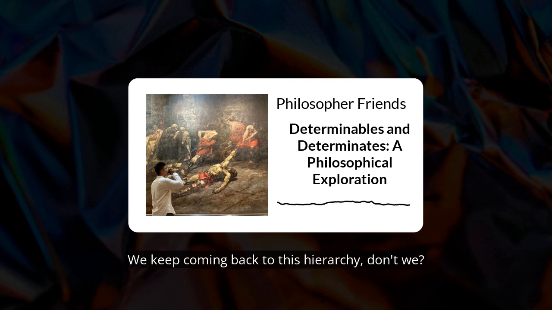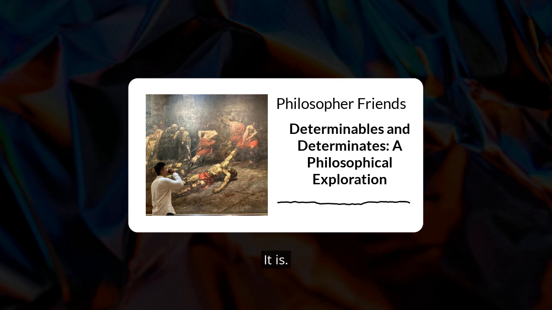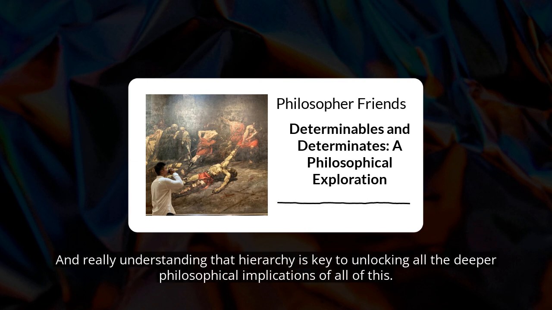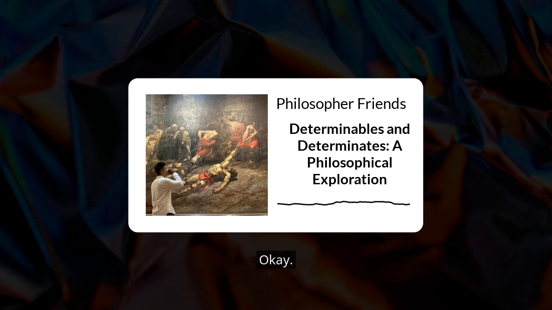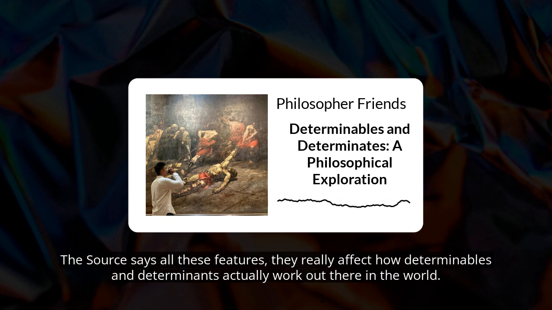We keep coming back to this hierarchy, don't we? It's like it's built into the whole idea of determination. It is. And really understanding that hierarchy is key to unlocking all the deeper philosophical implications of all of this. That's where we're headed next. Okay, so many features to keep track of. My head's spinning a little, honestly, but I'm ready for more. The source says all these features really affect how determinables and determinates actually work out there in the world.